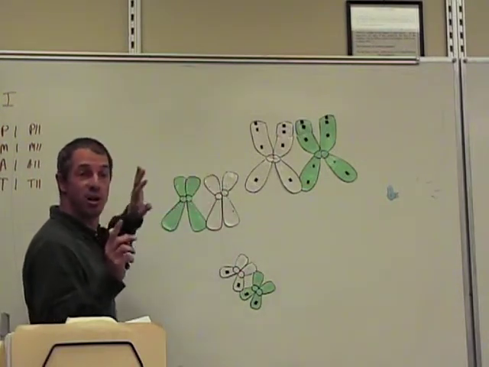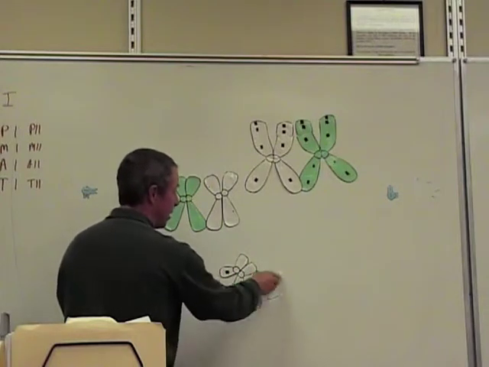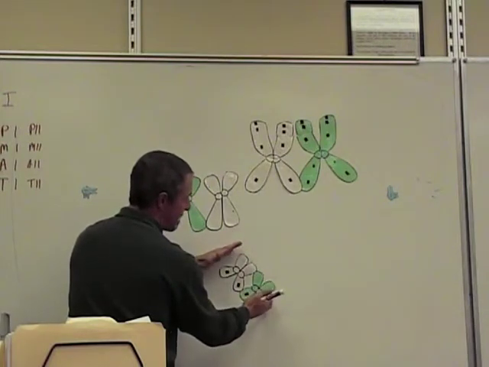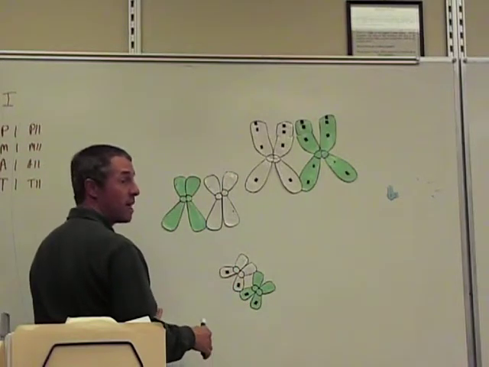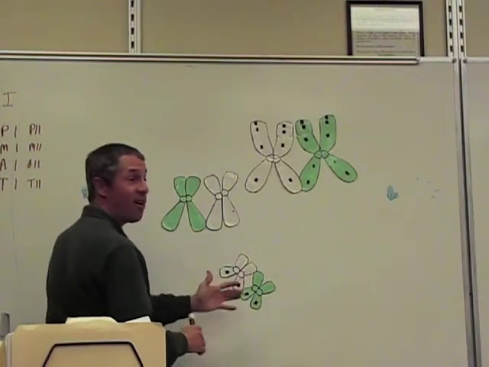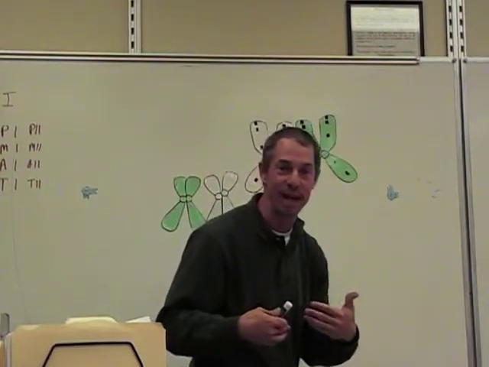Now, another thing happens during this. Oh, by the way, we call this a tetrad. That's called a tetrad. It's also called a bivalent. It's also called a homologous pair. It has three names.